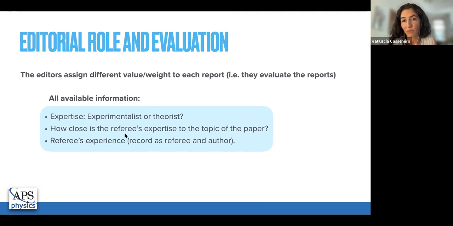This is what you asked for from the beginning, right? You're saying that your paper should appeal to everyone. So if this referee working on a different topic is not able to understand your paper, you have to revise it. But my point here is that we have much more knowledge than what is just in the report. We also know the record of the referee as a referee and as an author. So all of that comes together in our consideration.